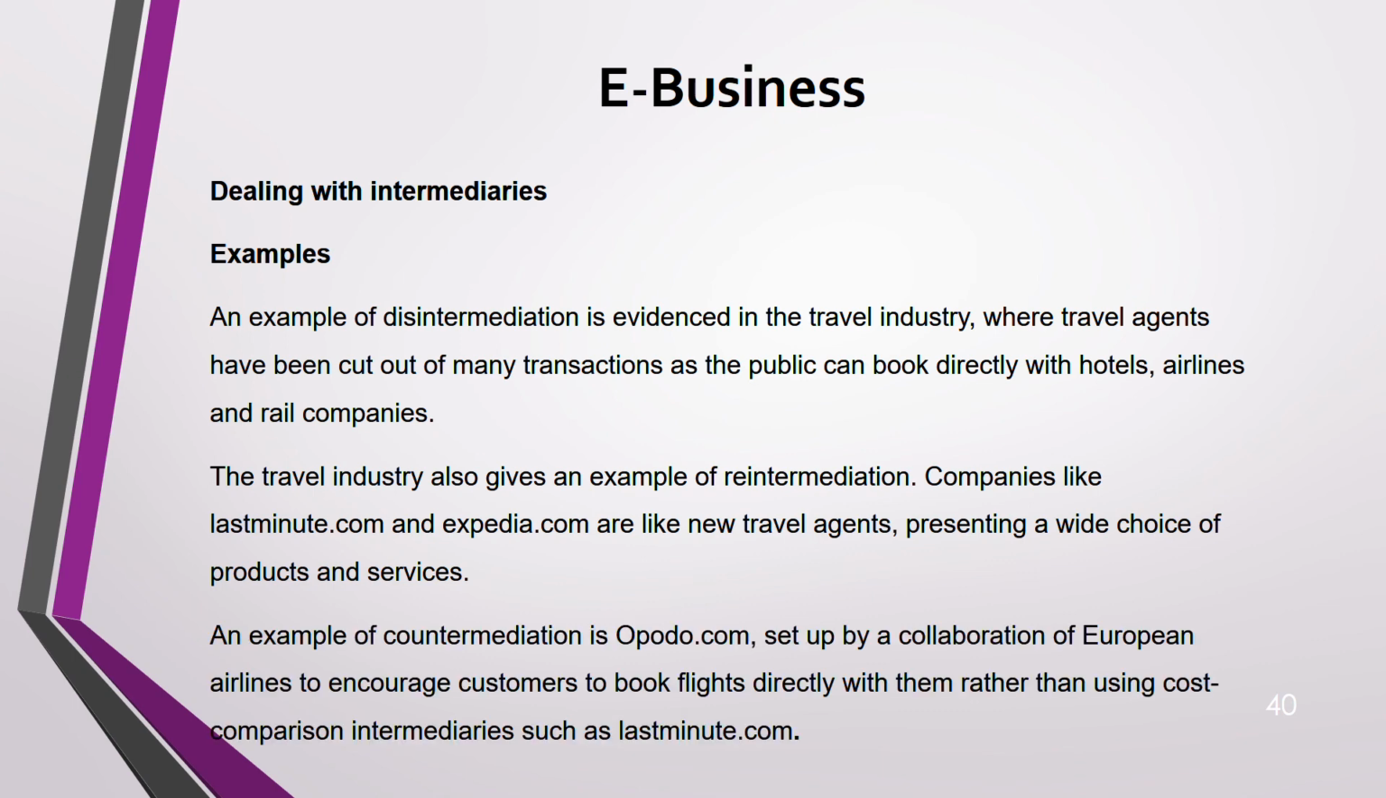And for counter intermediation, an example is opodo.com. This is set up by a collaboration of European airlines to encourage customers to book flights directly with them. Okay, they have set up this counter intermediary. Why? So that customers can book flights directly through them rather than using other cost comparison intermediaries like lastminute.com.